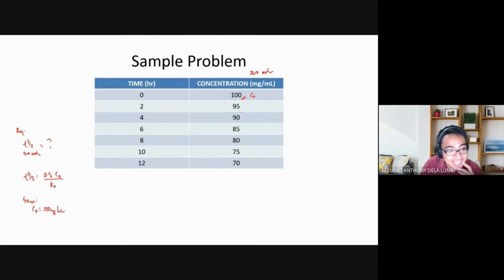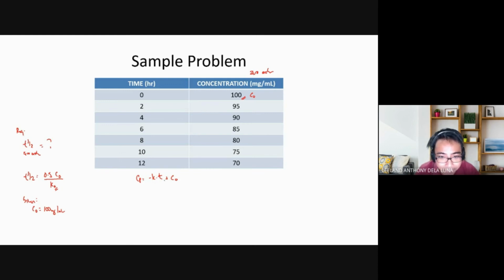What I'm lacking, class, is K sub 0. So how do I get K sub 0? Let's go back to the formula of the zero order reaction. We said, class, zero order reaction is Cp equals negative K times T plus C sub 0. Okay? All right. So class, for me to get K sub 0, the elimination rate constant, transpose the formula.